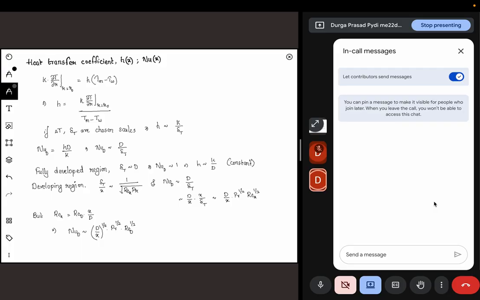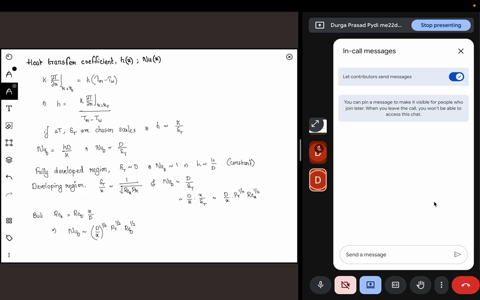So the most important thing, even without the derivation, we can understand from here that h will scale as k by delta T. And once it reaches fully developed condition, delta T will become constant, and that will be equal to half the channel separation, the separation between two walls. So if delta T becomes constant and k is a constant, h becomes constant, right? It doesn't matter whichever boundary condition you are considering. So this is the scaling that you will eventually end up with.